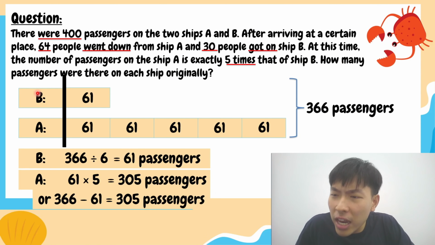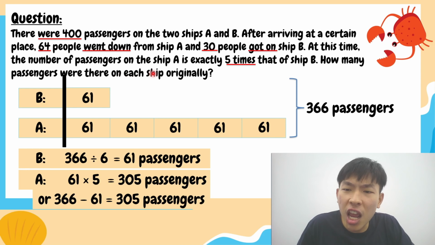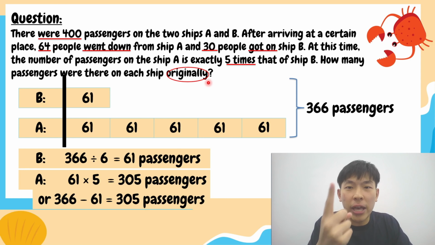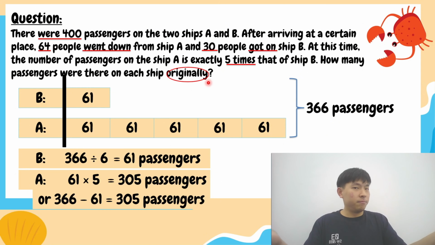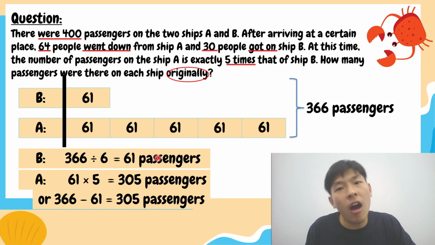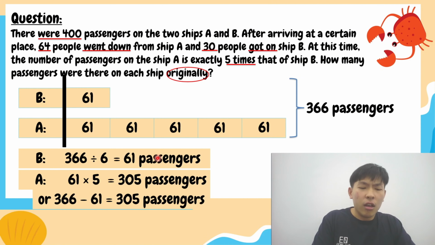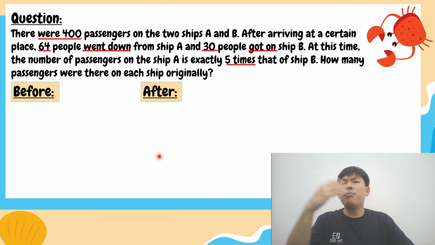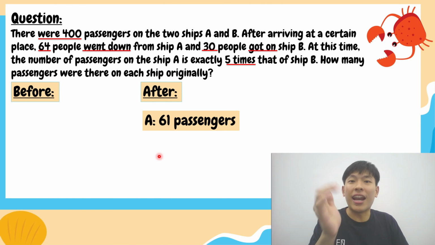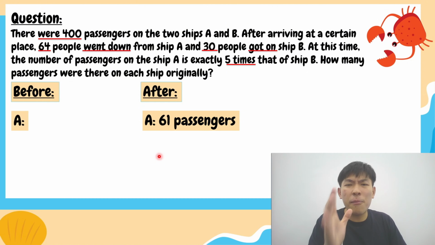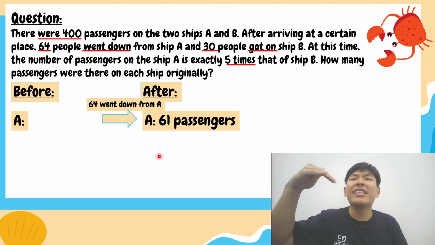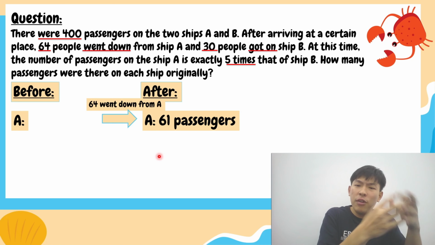But is that what the question wants? Let's see here. How many passengers were there on each ship originally? This means that the question wants us to find the number of passengers in ship A and B before or after? Yes, it is before. But the number of passengers we found here, is this before or after? It is after. So we need to find the before passengers in ships A and B. We know that we already have B is 61 after. Now we want to find the number of passengers in A before. We know that there is a change. 64 people went down from A, and then we are left with 61 passengers.